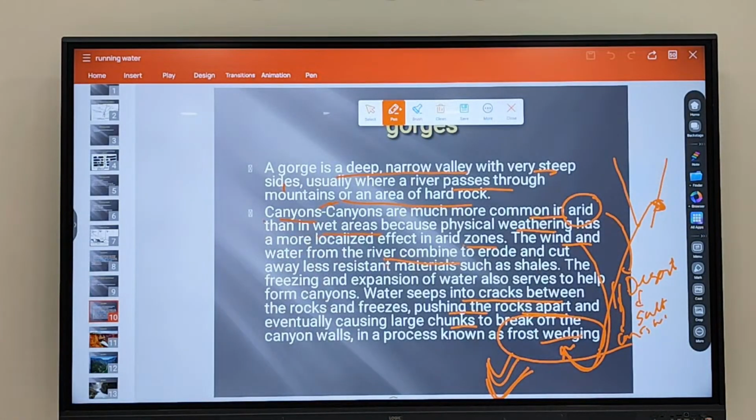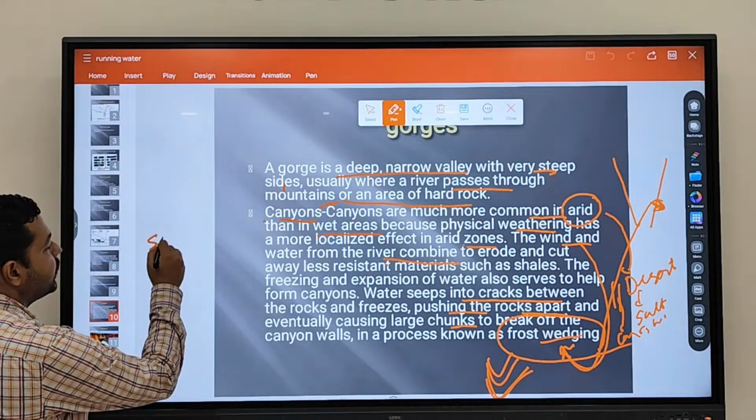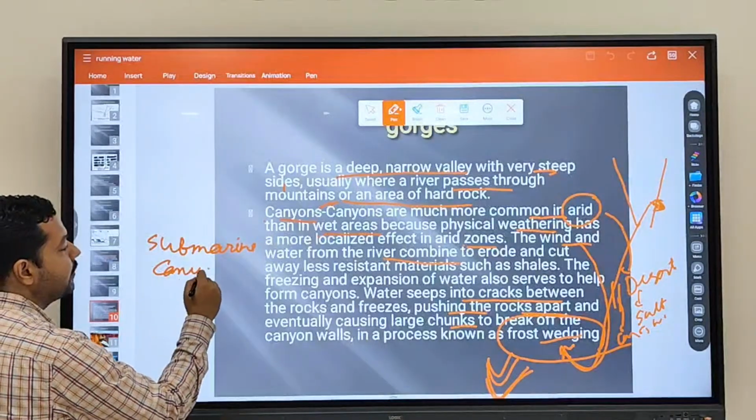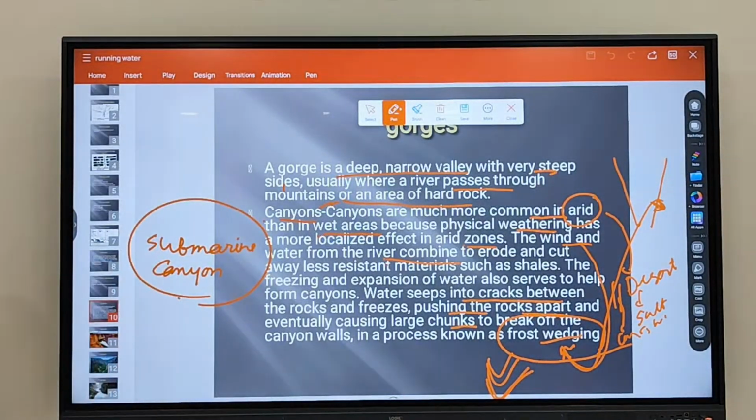Clear? Now there is also a term you're going to study called submarine canyons. When we come to oceanography, we are going to discuss the term submarine canyon. So what is a submarine canyon? Those which are inside the ocean. Canyon means what? Again a narrow channel. A narrow channel will be created through which water will move, but this water is where?